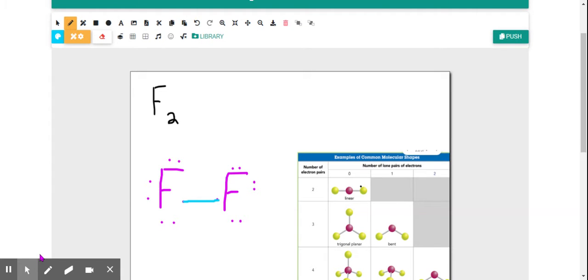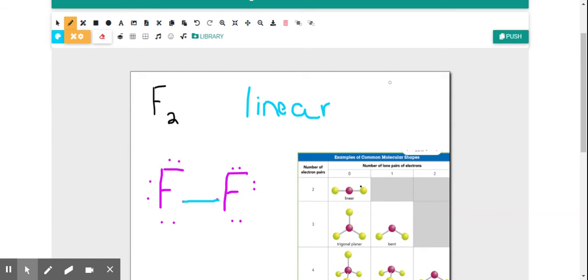There's not a central atom. So that's where it's like, wait, I want to use the chart. You really can't use the chart. Anytime you have just 2 atoms, whether the same atom or different atoms, your molecule shape is going to be linear.